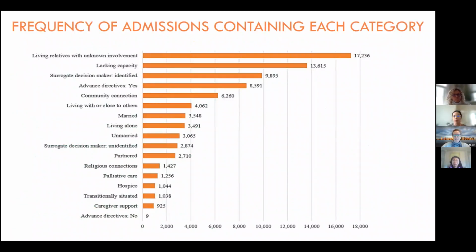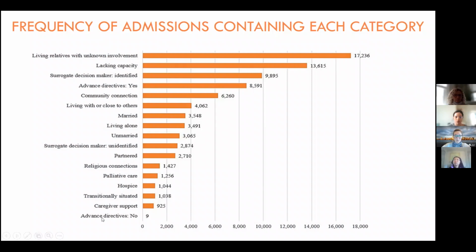So this is the frequency of admissions that contain each one of our categories. So again, this is at the admission level, not the note level. So living relatives with unknown involvement is still by far the most frequent. Lacking capacity is the second most frequent. And I won't read everything all the way down, but I'll just show you at the very bottom, picking up on people who are transitionally situated, whether or not somebody has caregiver support, there were relatively few notes that picked up on those concepts, which, again, is not so surprising given that wouldn't necessarily come up in the vast majority of our notes, which are nursing notes.